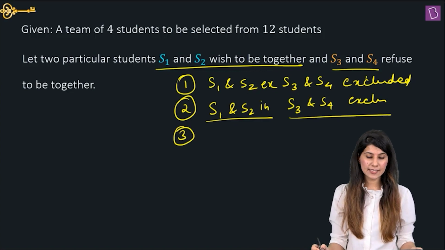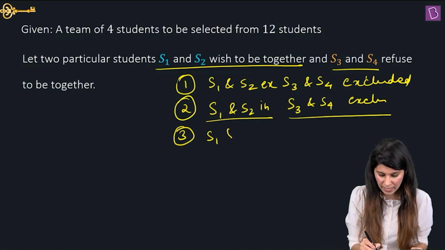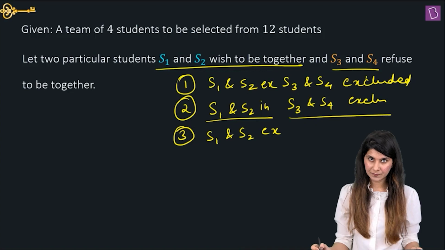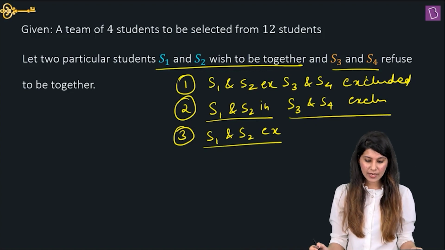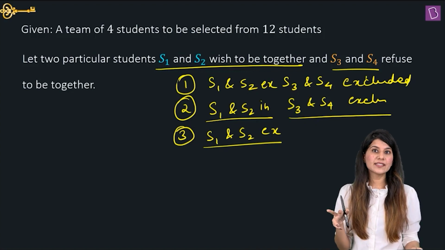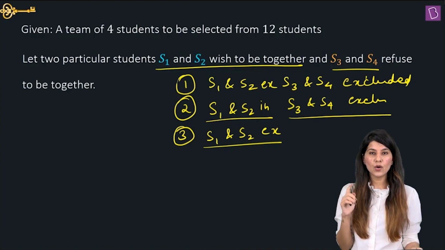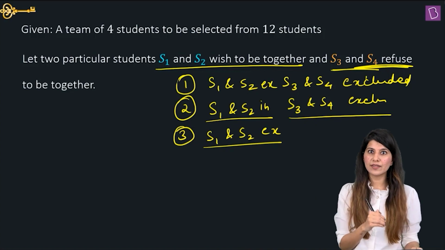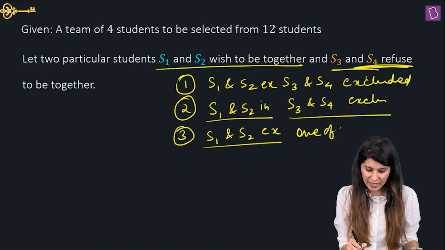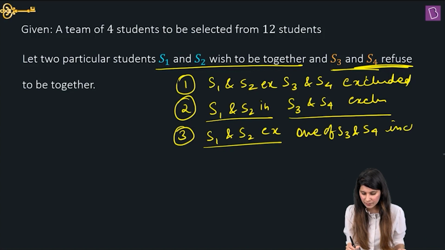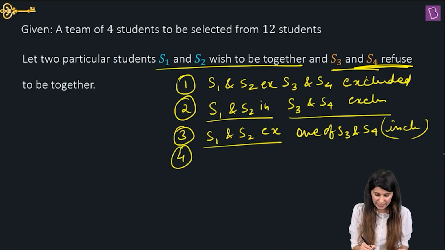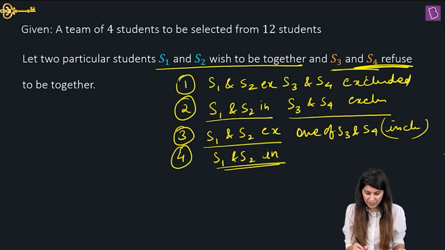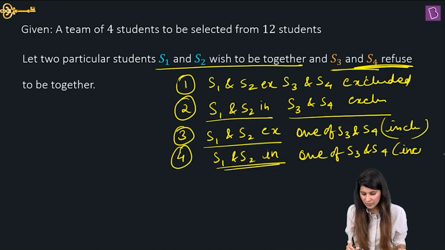Can there be a third case? In the third case, S1 and S2 are excluded, but 1 out of S3 and S4 we can take, because both will not come together. S3 and S4 refuse to be together. That means 1 of S3 and S4 is included. And in the fourth case, S1 and S2 both are included this time, and the same with S3 and S4, 1 of S3 and S4 is included.